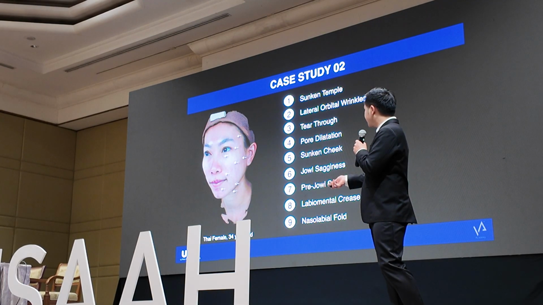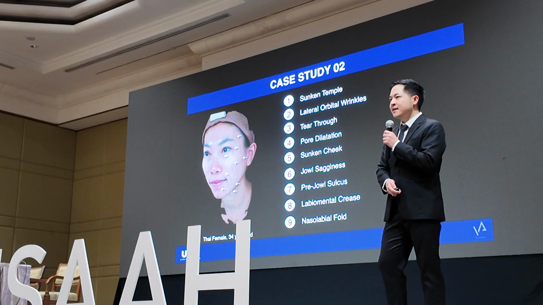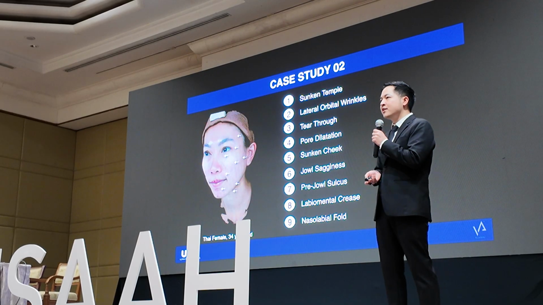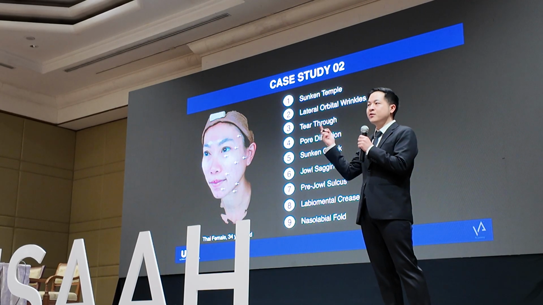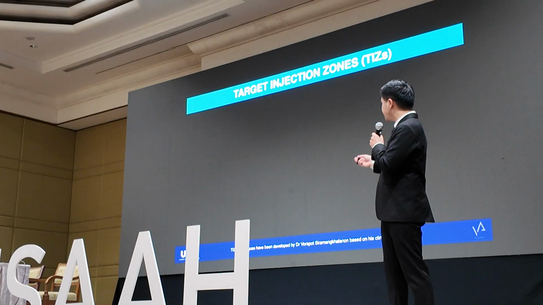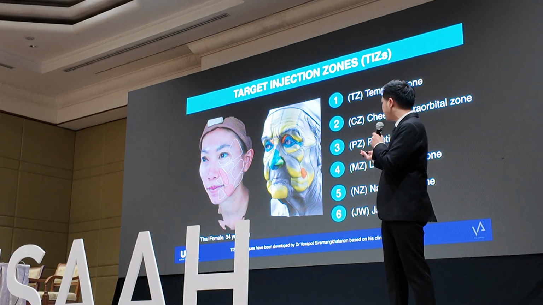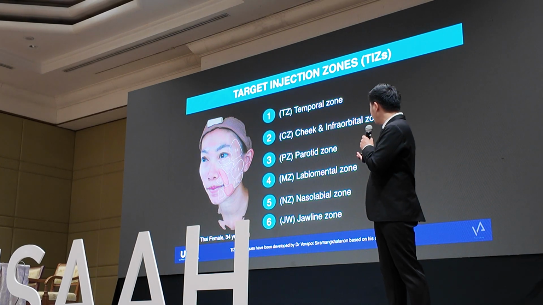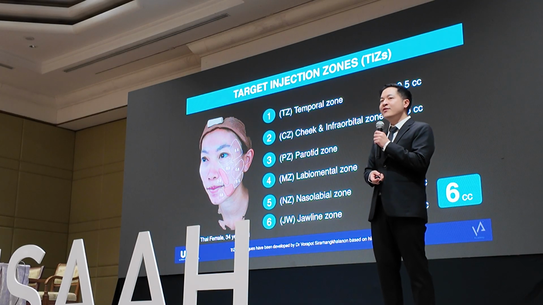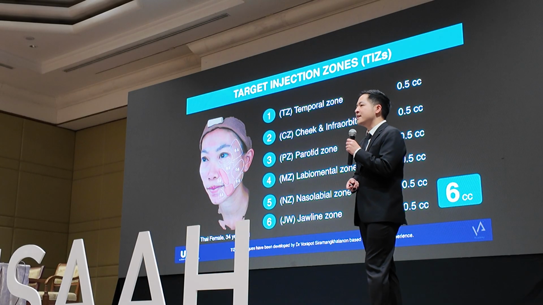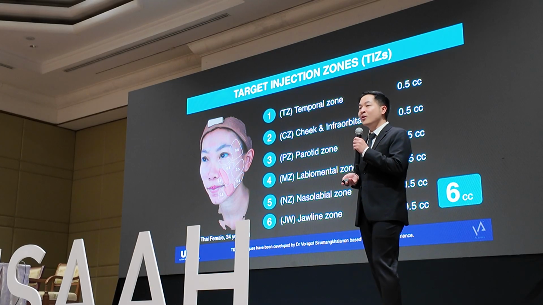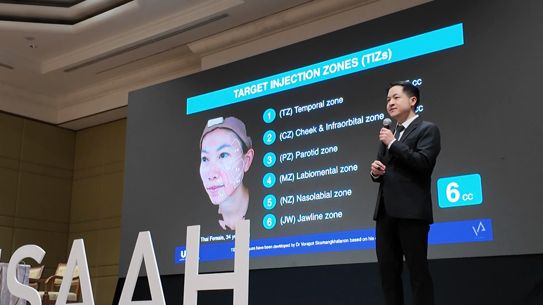And how about another case? This is the second case. How do we diagnose her? We see that there are the 9 signs of aging, as I told before, right? And then we go to the flashcard and make the diagnosis for her. Then this is for treating her 6 areas with about 6 ml. But in this case, I would like to show you that if the patient cannot afford the cost of the treatment, we can also treat her with a half dose.